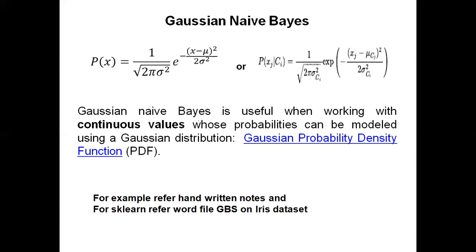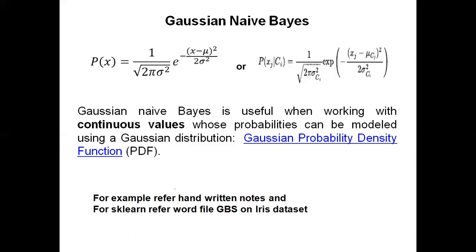The Gaussian naive-Bayes classifier is useful when working with continuous values whose probabilities can be modeled using a Gaussian distribution, where we use the Gaussian probability density function. In the scikit-learn library, some inbuilt data sets are given, for example handwritten digits and the iris data set. To implement a model for these data sets, you can use the Gaussian naive-Bayes classifier.